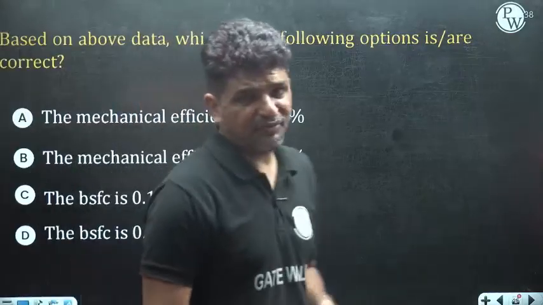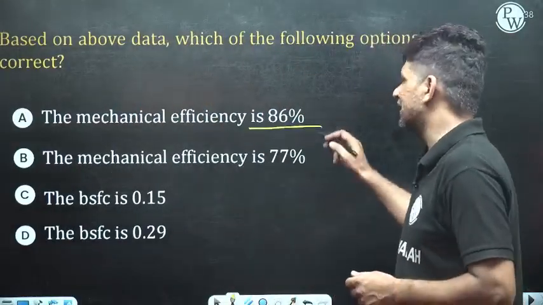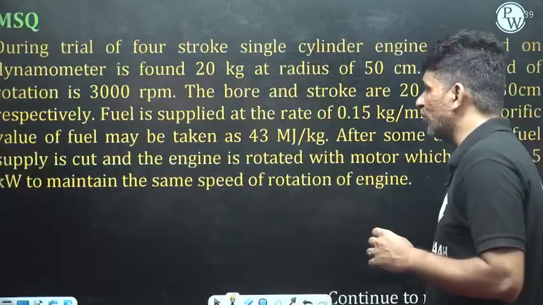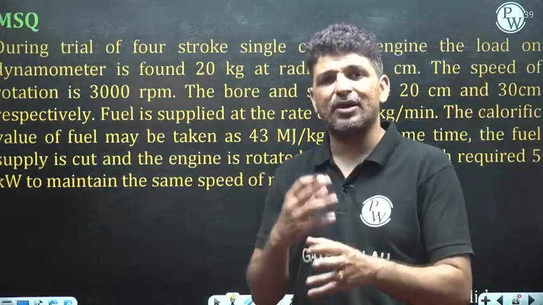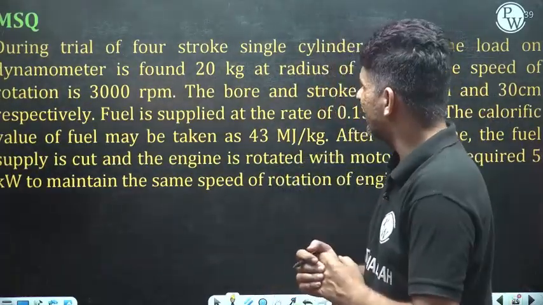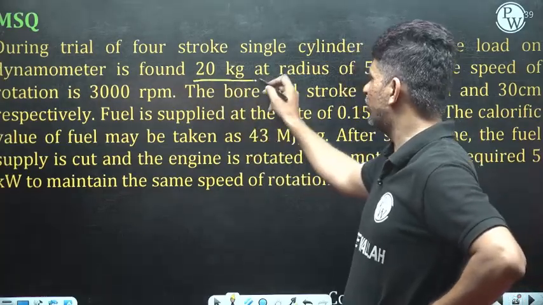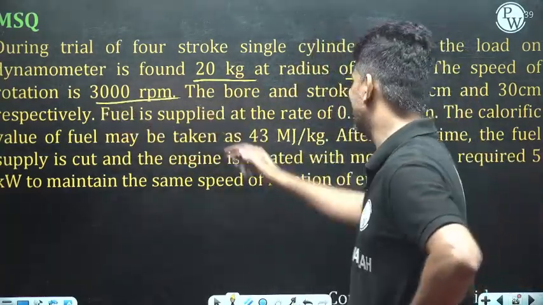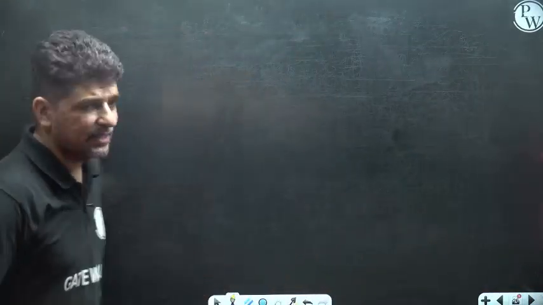So, mechanical efficiency is 86%. He has given you the frictional power, but we have to calculate the brake power, and once you calculate brake power, you have to calculate indicated power. To calculate brake power, he has given a 20 kg load at 50 centimeter radius, and the rotation is 3000 rpm. So first we can calculate the brake power.